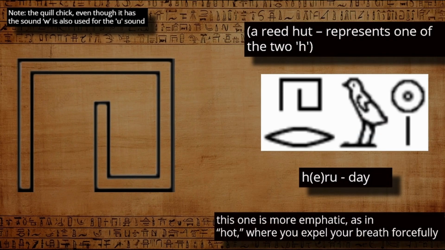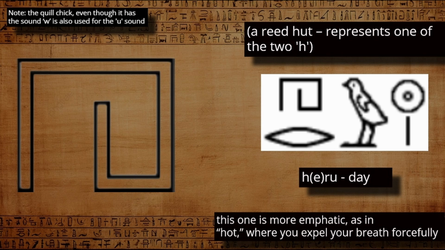So, moving on, we have a reed hut, which symbolizes one of the two H sounds. Notice how the familiar sun ideogram pops up again. And this reveals how hieroglyphs can share semantic links, connecting related ideas. For example, in the word heru, meaning day, the sun ideogram points us toward the context. In this case, daytime in the desert, when the sun dominates the sky. These silent ideograms aren't just decoration, even though they look really pretty.